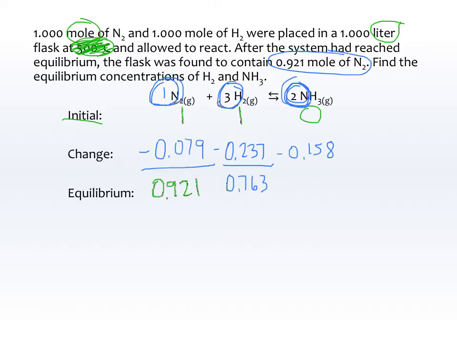That's a gain for the ammonia because ammonia is a product, so it's being produced throughout the reaction. Make that better, plus sign. So 0 plus 0.158 is 0.158. So at equilibrium, there's 0.158 moles of ammonia per liter. And those are the equilibrium concentrations. The change is always related in a stoichiometric ratio.